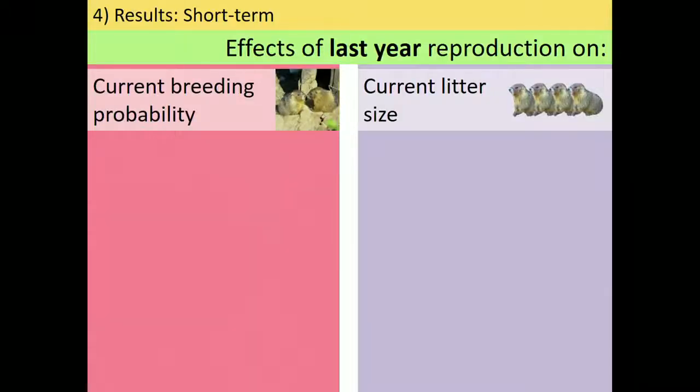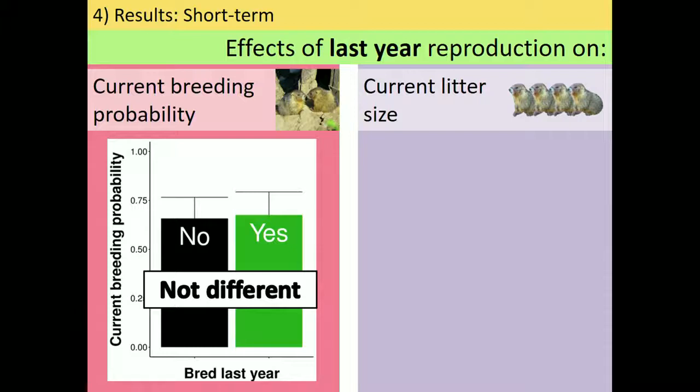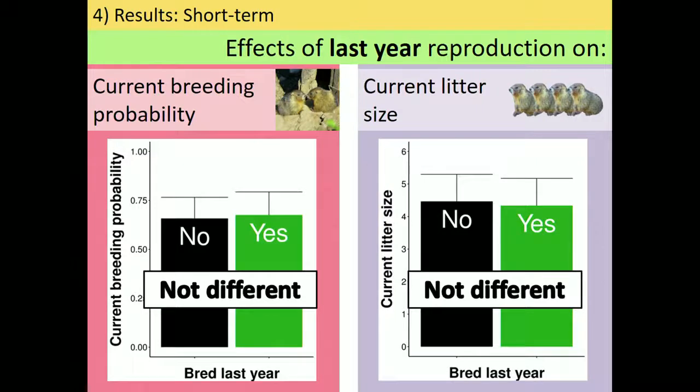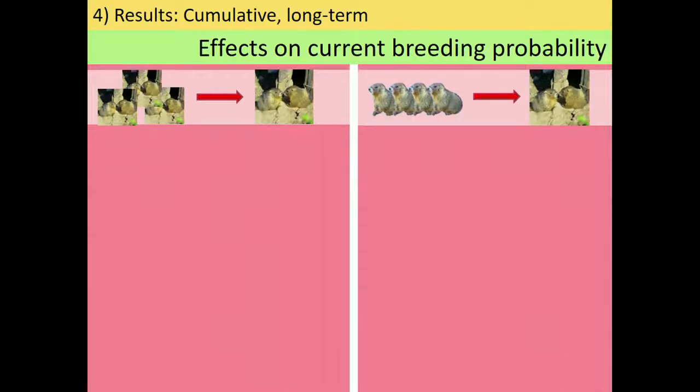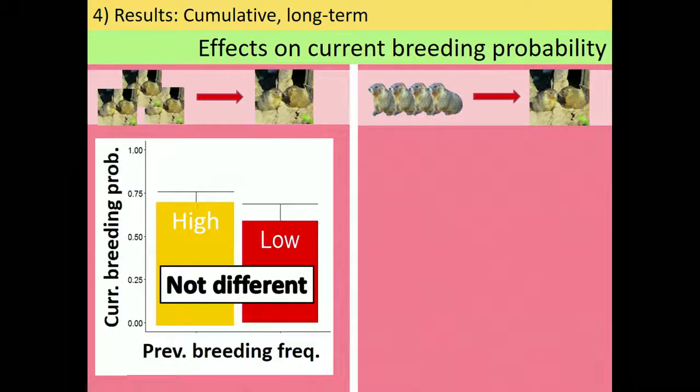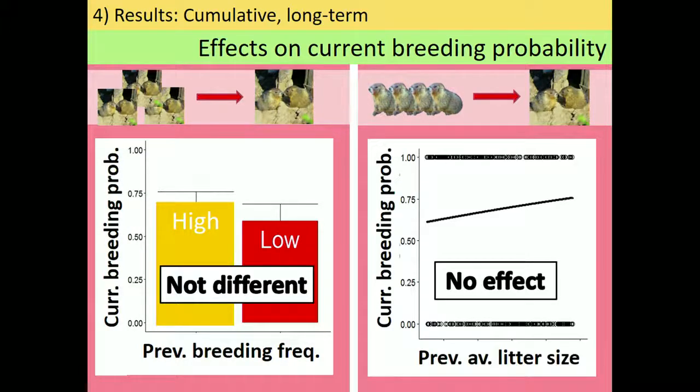So what did we find? First of all, in terms of short-term effects, on current breeding probability, nothing. Whether or not they were breeding in the previous year did not affect whether or not they bred in the current year. Same is true for current litter size, so whether or not they bred did not seem to affect litter size in the current year. So in terms of short-term effects, there was nothing in the variables that I looked at. Then what about long-term effects? First of all, long-term effects on current breeding probability. The breeding frequency had no effect on current breeding probability. Neither had previous average litter size, the number of pups they've had in the past.